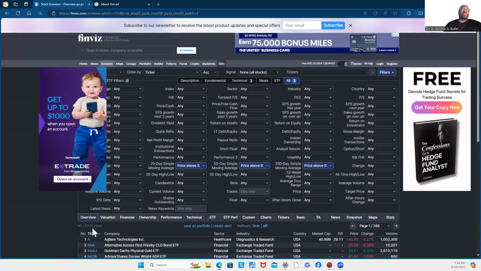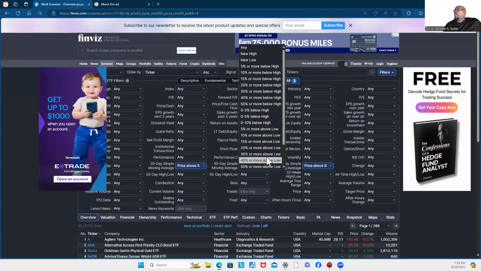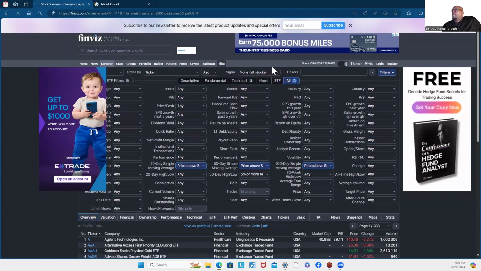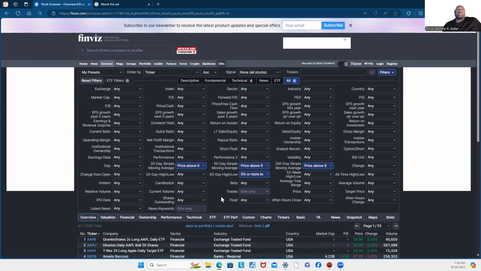Then we're going to look at our 200, 400-day moving average, our 50-day high low. On the 50-day high low, we're going to look at our new highs. We're looking for new highs. Let's say 5% above high. That's going to knock us down to 1,000.